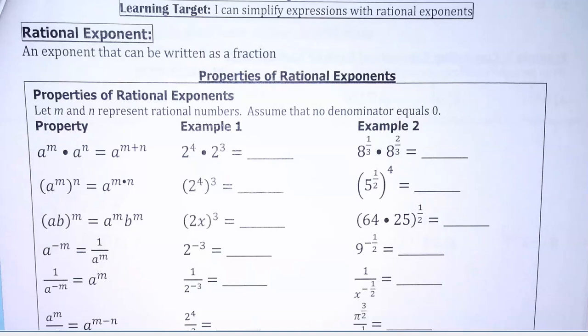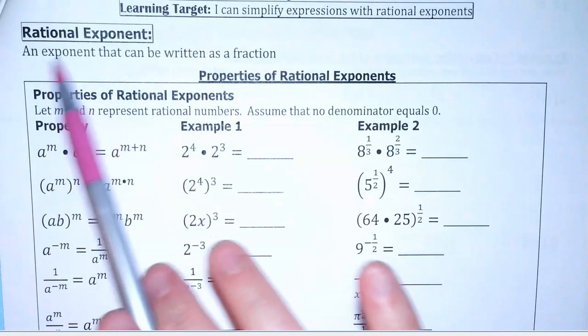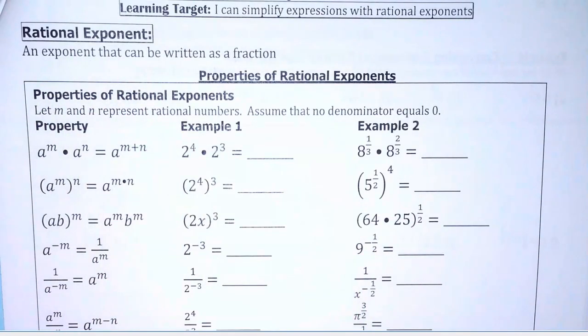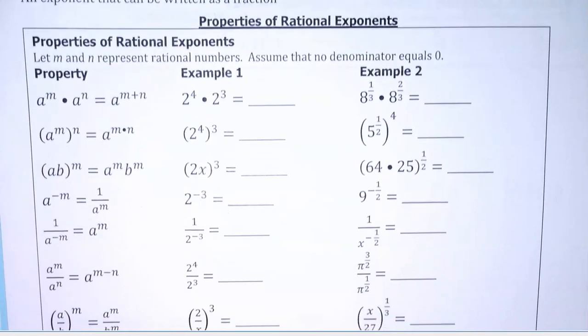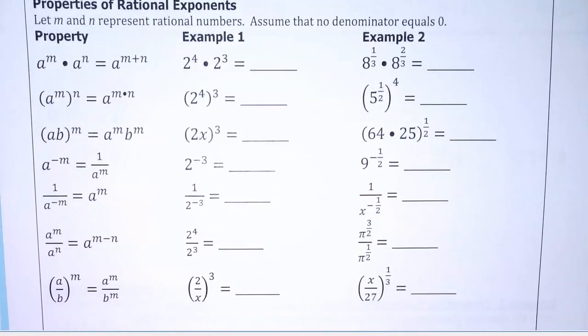Right, today we are going to start working on simplifying expressions with rational exponents. And rational is just a fancy word for fraction. So a rational exponent is an exponent that can be written as a fraction. And I just have a review here of all our exponent properties that we've discussed so far in this unit. So I'm going to scooch this up a little bit so you can see the table.